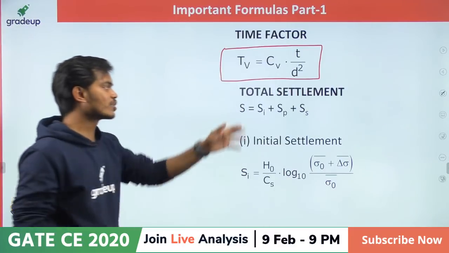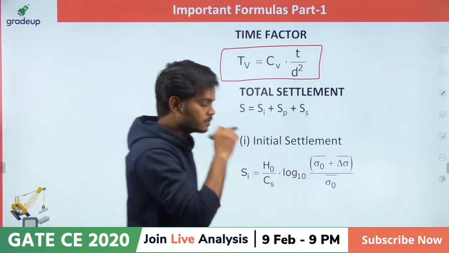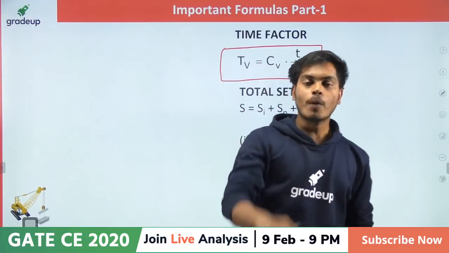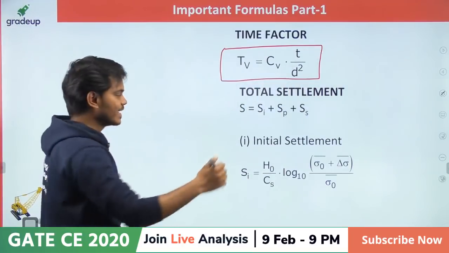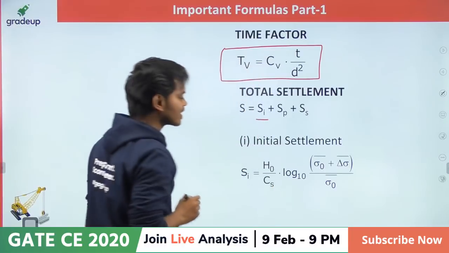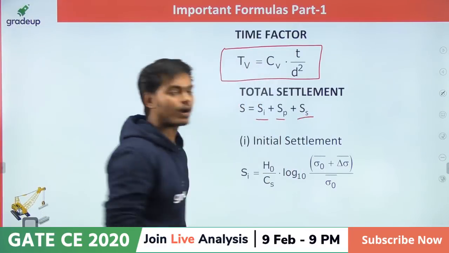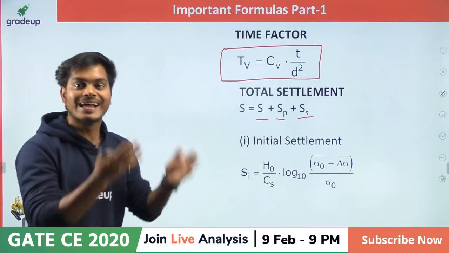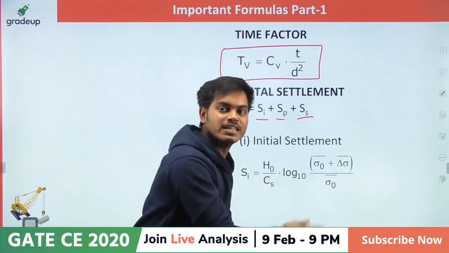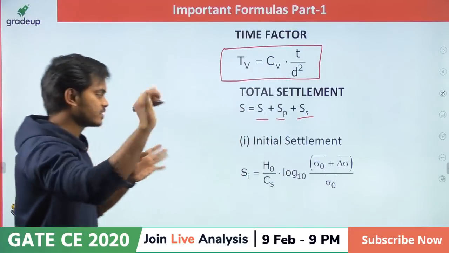So next thing is total settlement. Total settlement is what? It is the combination of three different types of settlements, in which you have the initial settlement, you have the primary settlement, and you have the secondary settlement. One by one we will see each one of them, theek hai. Let's see.